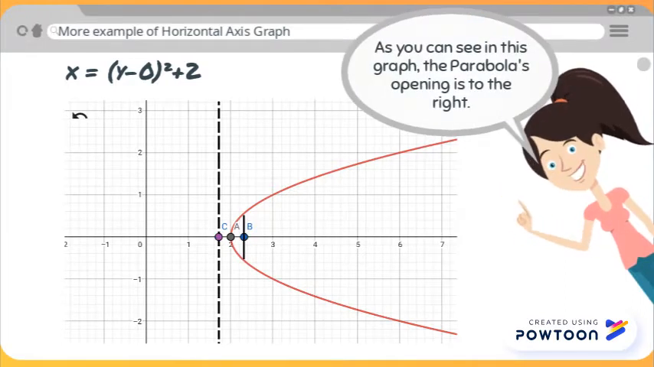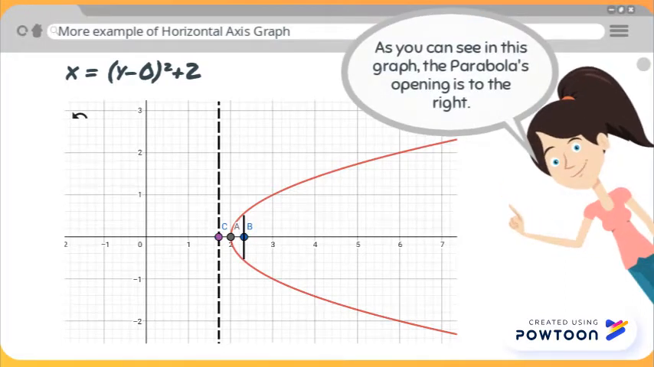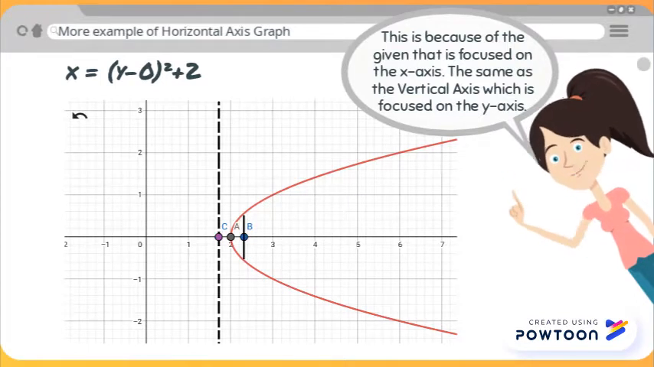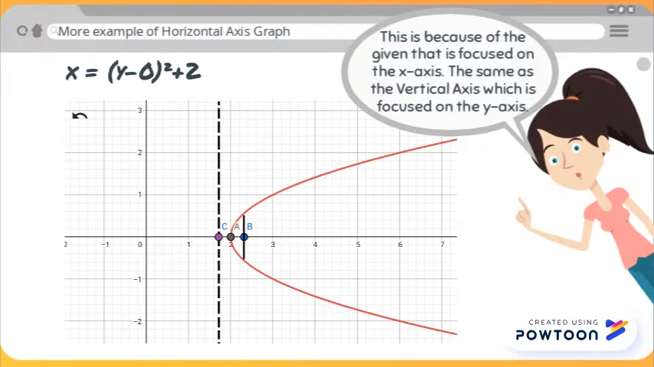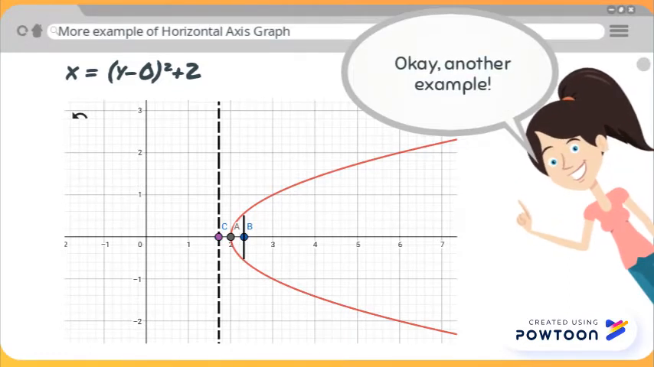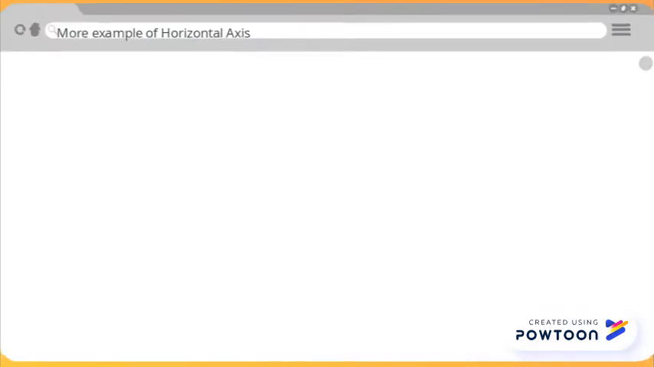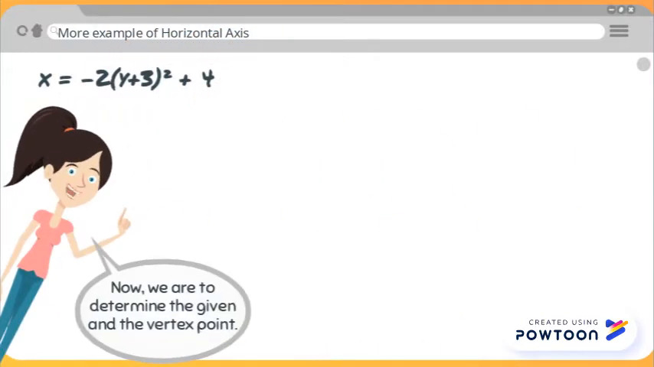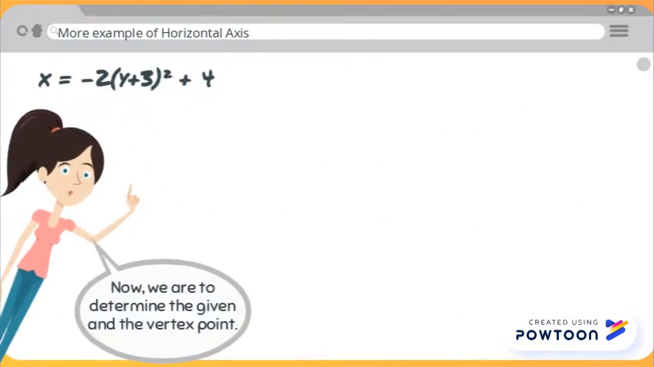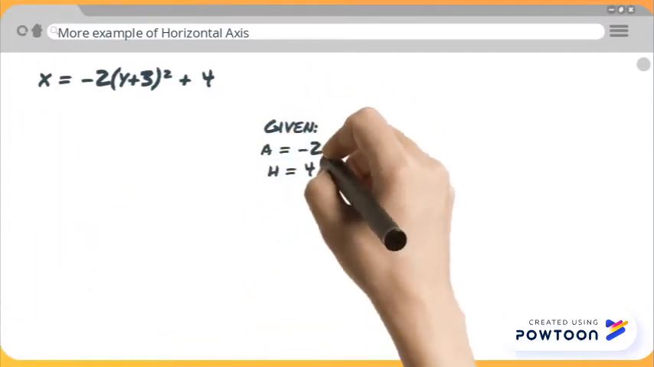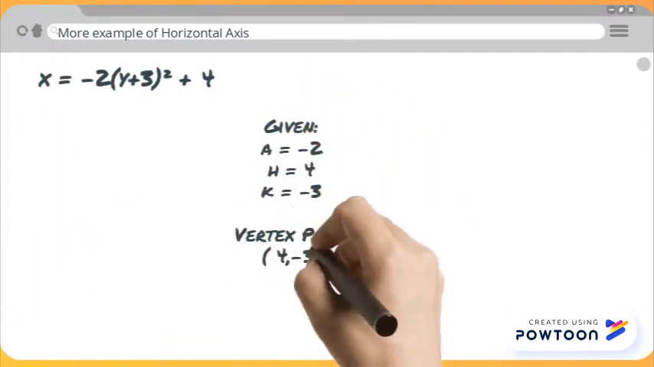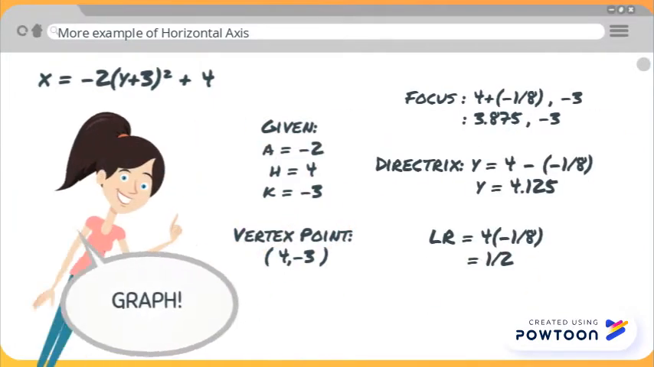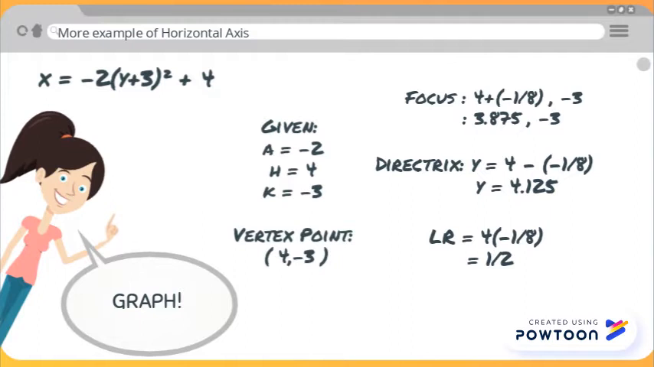As you can see in this graph, the parabola's opening is to the right. This is because the given is focused on the x-axis, the same as the vertical axis which is focused on the y-axis. Okay, another example. Now we are to determine the given and the vertex point. Graph!